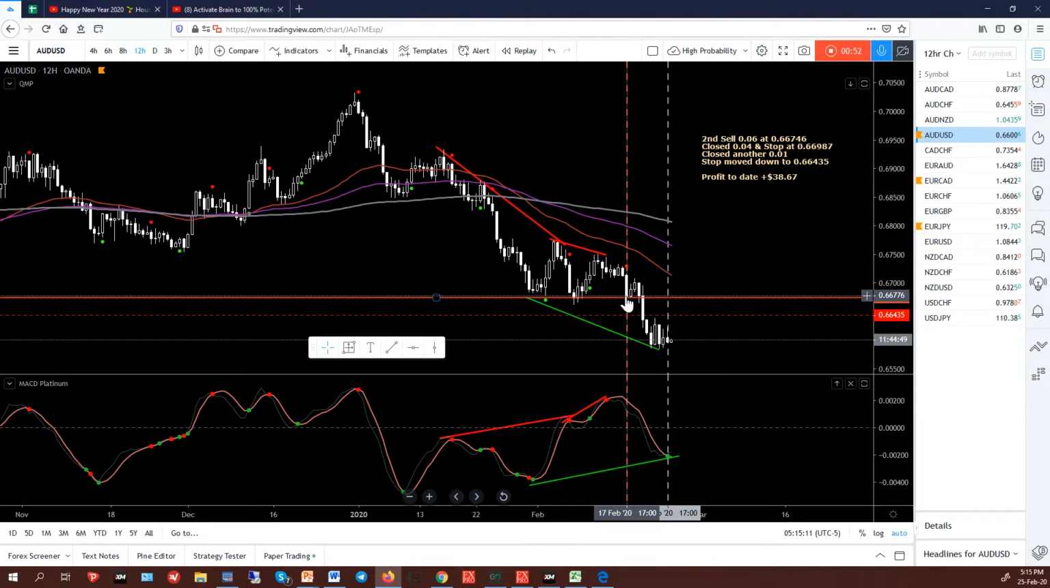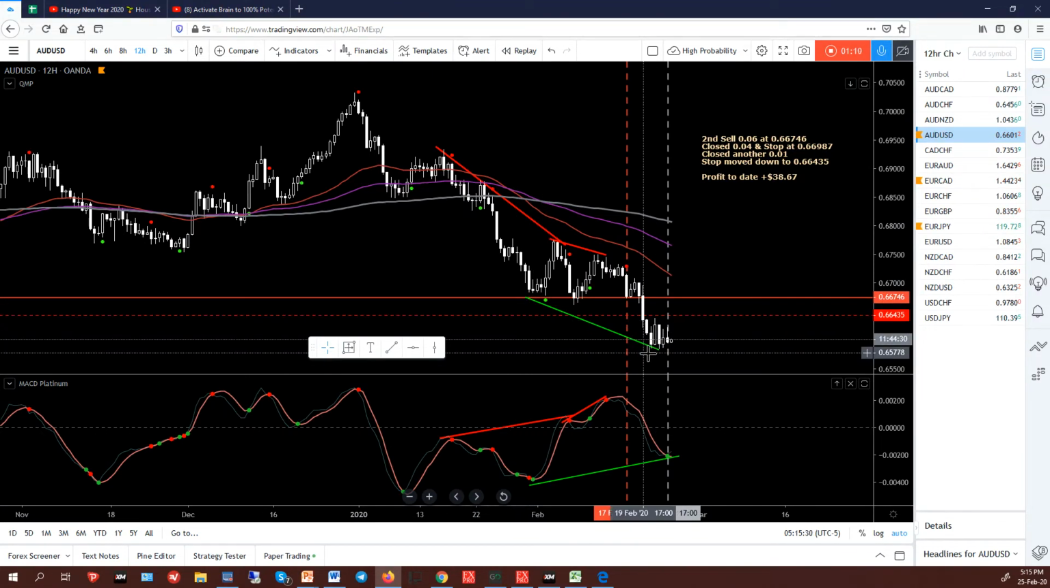So the red lines, that's my sell. Basically a red QMP filter dot, which is the red and green dots on the price chart. It's when the MACD platinum, which is a zero lag MACD, is above the zero line, that's a sell signal for me. So I've taken a sell, price has come down nicely.